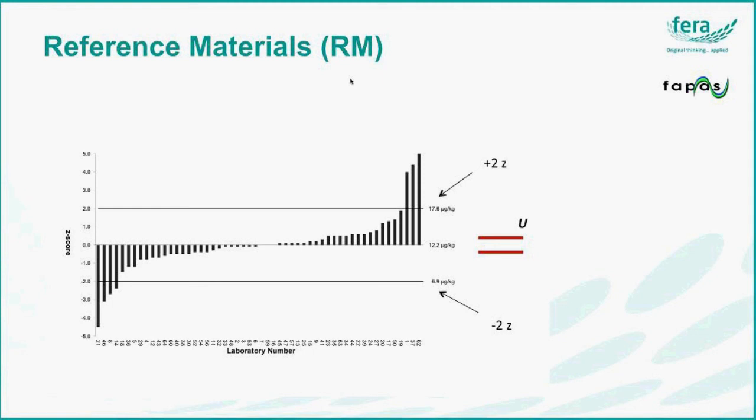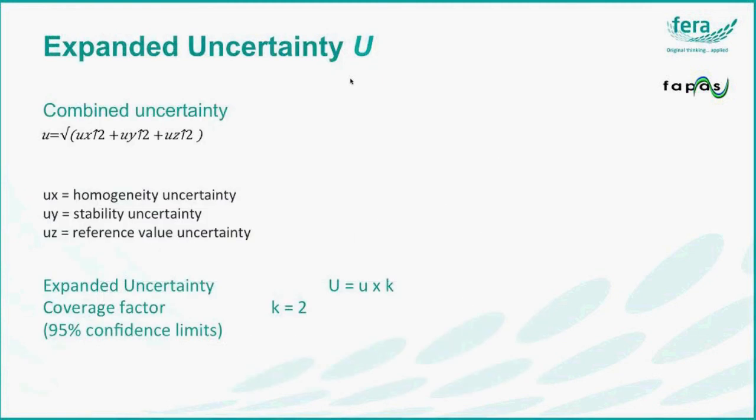Where does the uncertainty U derive from? We provide an expanded uncertainty, which is the sum of a number of different sources of uncertainty. The components combine the uncertainty of homogeneity, the uncertainty of stability, and the uncertainty of the reference value. This is a considerable piece of statistical work to do.